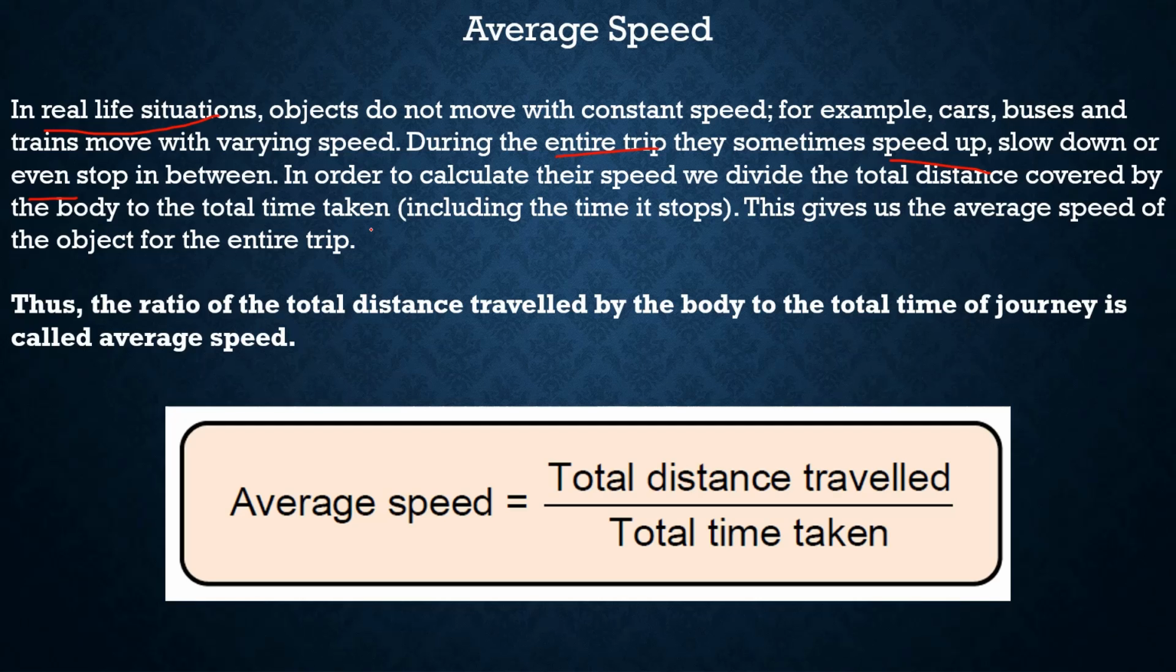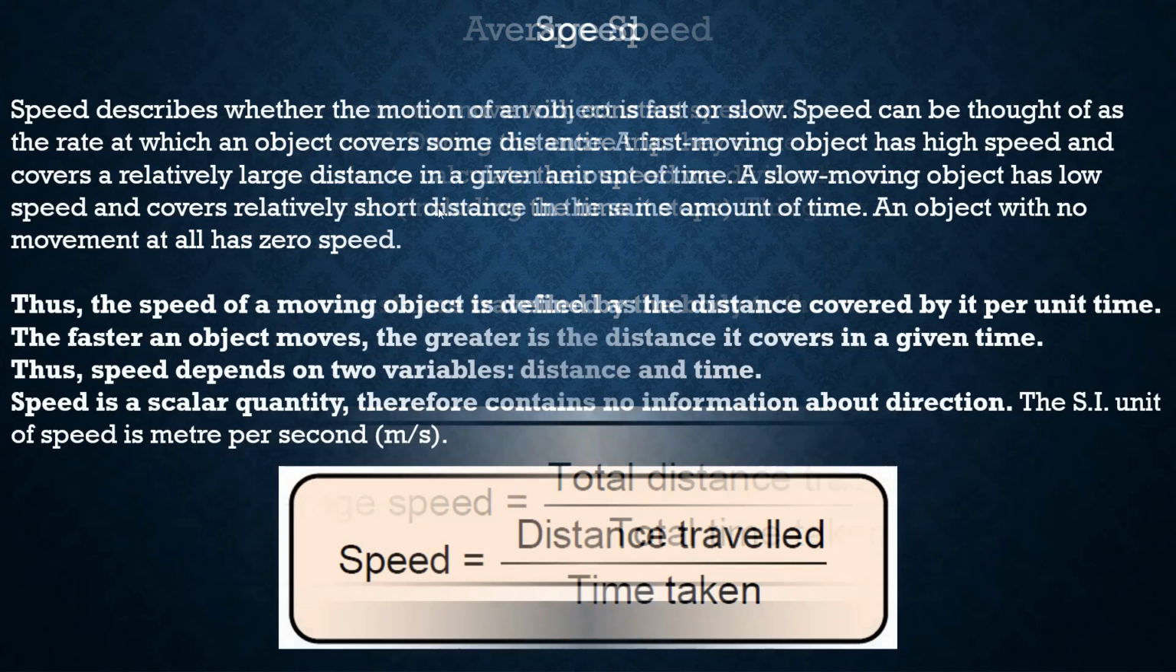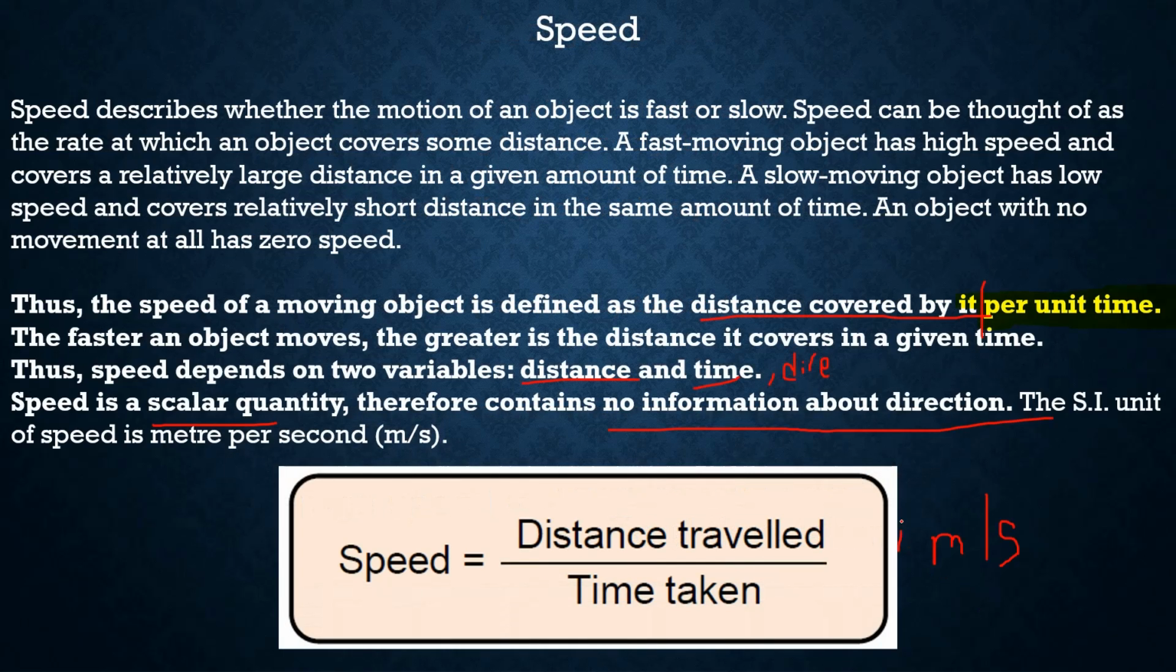So in order to calculate the speed, we divide the total distance covered by the body by the total time taken. One more thing, here I forgot to tell the equation to find speed. The equation is distance traveled, not total distance, but in the question how much distance, that much distance traveled, upon time taken. So you'll get the answer.